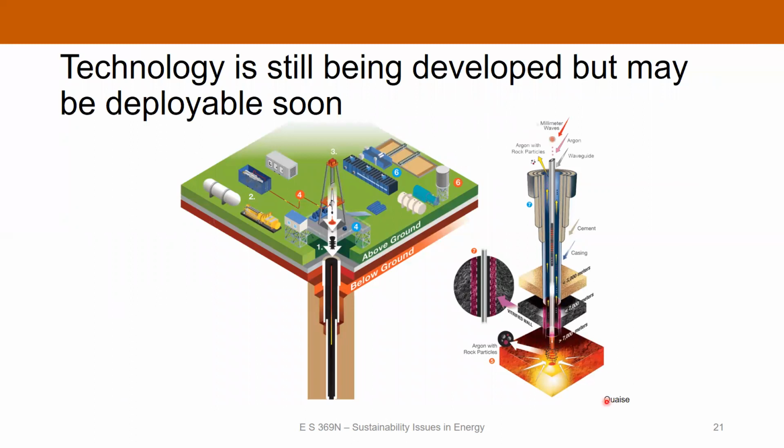There's a company called Quaise right now that is still working on this technology, and they hope that it'll be deployable soon. One of the cool things about millimeter wave is that when you use it to drill through the rock, the rock gets so hot that it gets turned to glass. And so the wellbore will be surrounded by what they call a vitrified wall. So it's a very durable, very hard coating to the well, which actually helps with the wellbore stability.